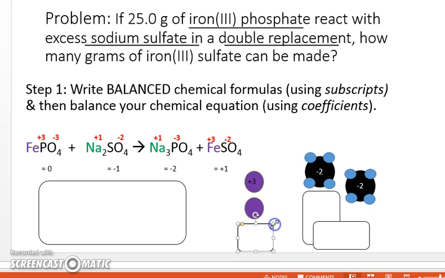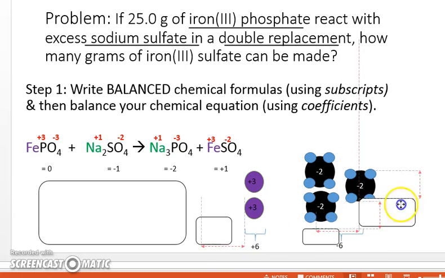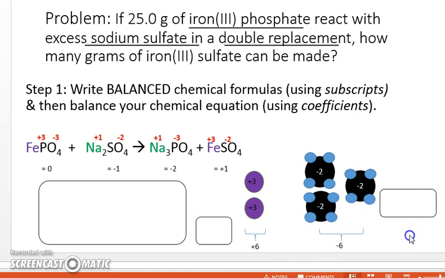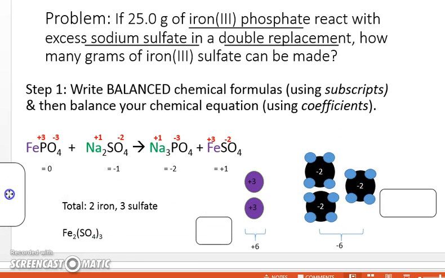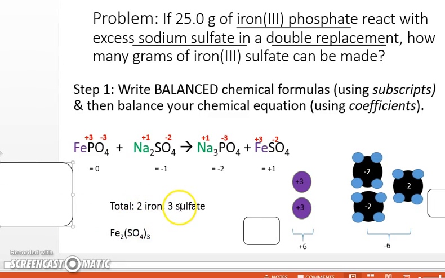So if I add 1 more iron, oops, I didn't show the charge on that. But these would both have a +3 charge, so I'd have a +6 and a -4. So now I have a +2 charge. If I add 1 more sulfate, I have -6 charge over here, +6 charge over here. So a net balance of 0. Positive 6, negative 6. 2 iron, 3 sulfate. So a total of 2 iron, 3 sulfate.